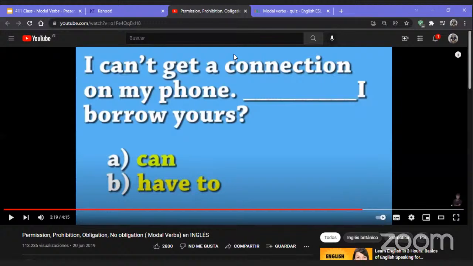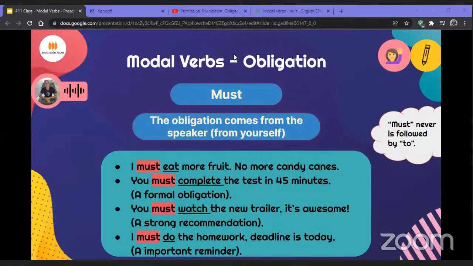So, okay, here we have more information about that. In this case, we have must. The obligation comes from the speaker, in this case, from yourself, if you're talking, okay? So I must eat fruit. No more candies, no more candy cans, okay? So must is never followed by to, okay? Remember the ones that are followed by to are have to or ought to.